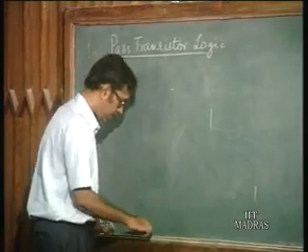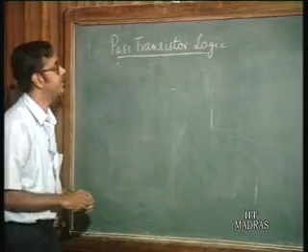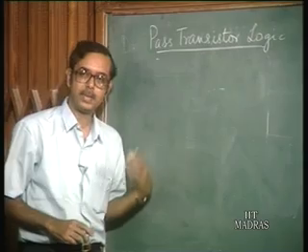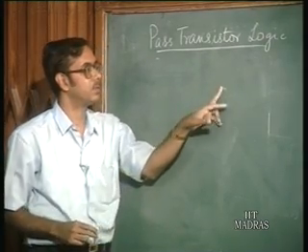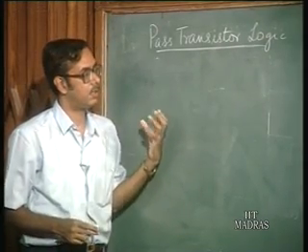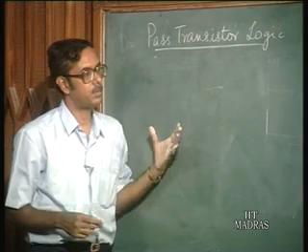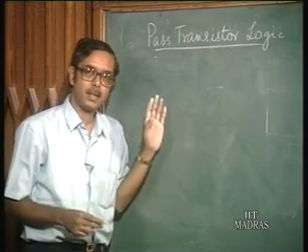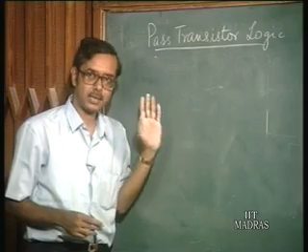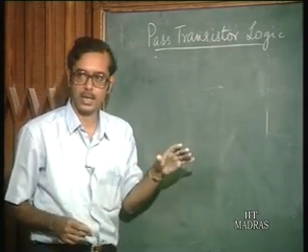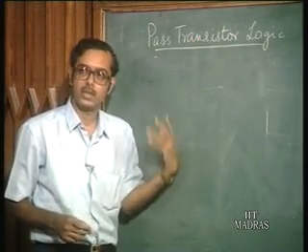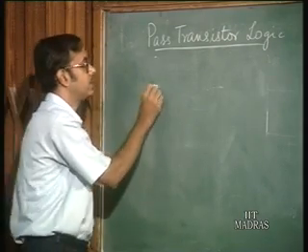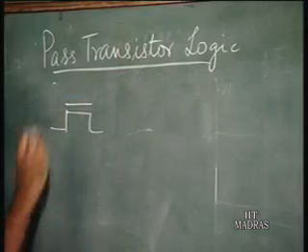Using pass transistors, that is the D flip flop. You can see how easily you can make a D flip flop. A D flip flop which is enabled when the clock is high will pass the input to the output when the clock is high, and when the clock is low, the previous output is going to be retained. That is very easily realized using a pass transistor.